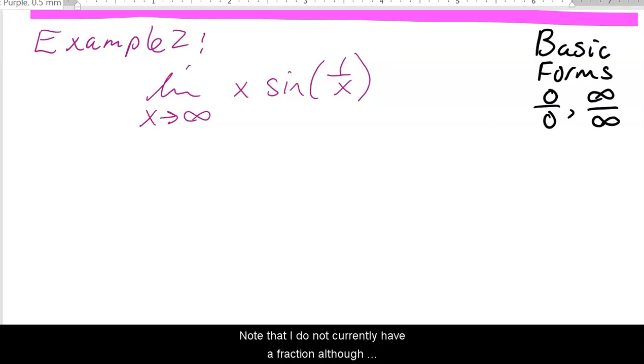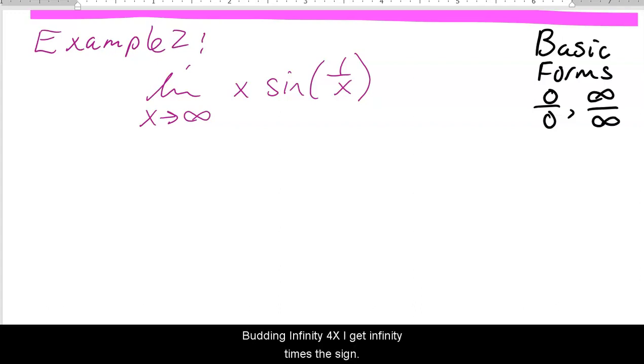Note that I do not currently have a fraction. Although there's a fraction in the argument to the trig function, the basic function is x times sine, which is not a fraction. Both basic forms are fractions in nature, which means before you can do L'Hopital's rule, you must always have a fraction. So this is not yet ready for L'Hopital's rule. Let's plug in infinity and see what we get for our form.